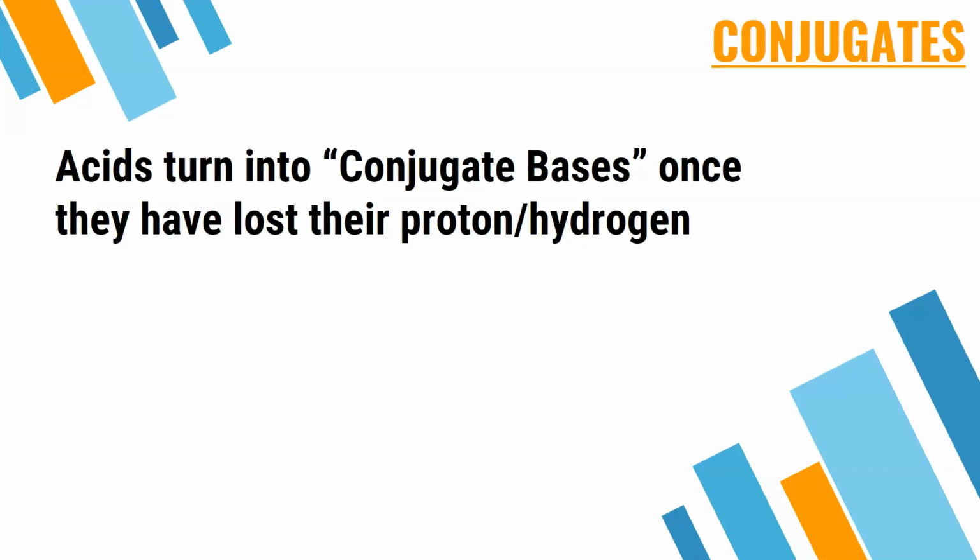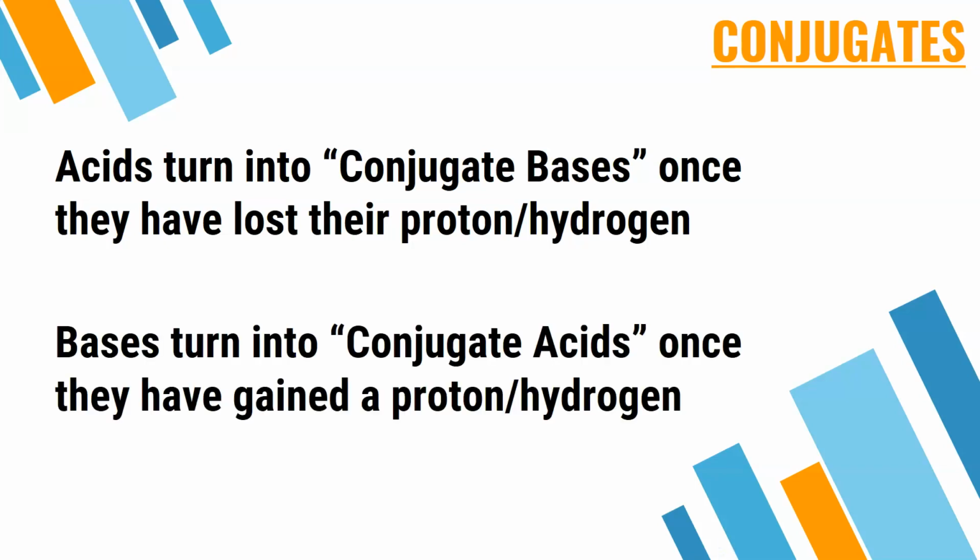Bases are going to gain, right? Bases turn into conjugate acids. Every one of these reactions will have an acid and a base, and a conjugate acid and a conjugate base. The trick is finding them, okay?